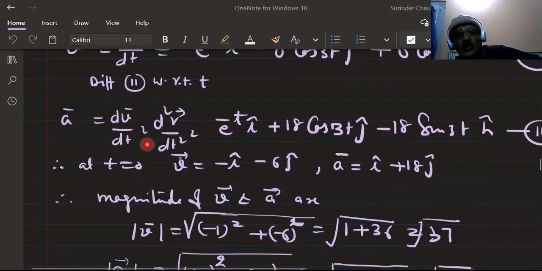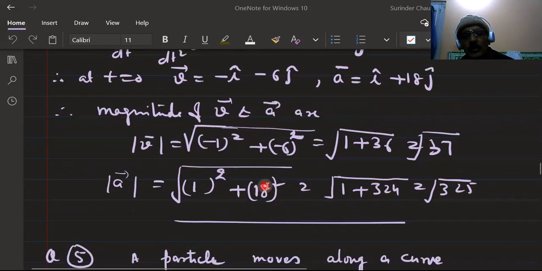Magnitude of velocity and acceleration. What is magnitude? It is the square root of the sum of the squares of the components of any vector, which will give us the magnitude of the velocity vector. The acceleration vector can both be calculated.